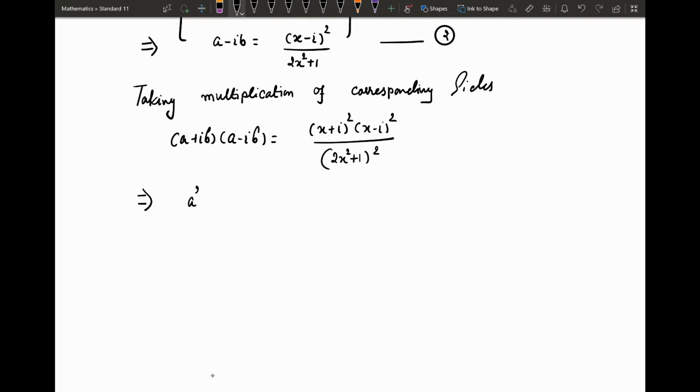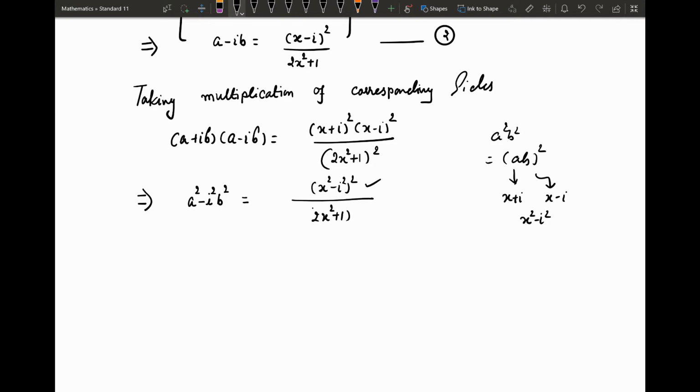So this is a square minus i square b square. In numerator it is x square minus i square. Say a square plus b square, this can be written as ab square. As a you have x plus i, and as b you have x minus i. So ab it will be x square minus i square. So this is numerator.